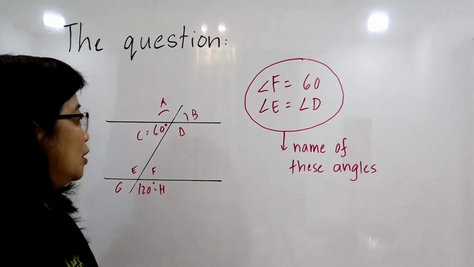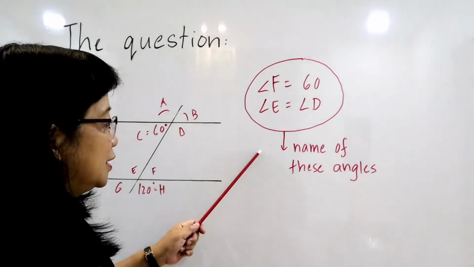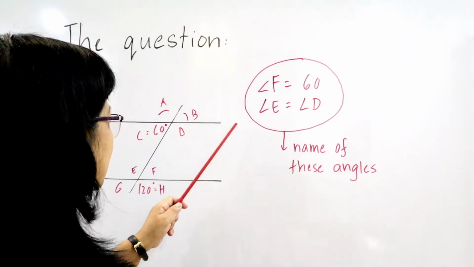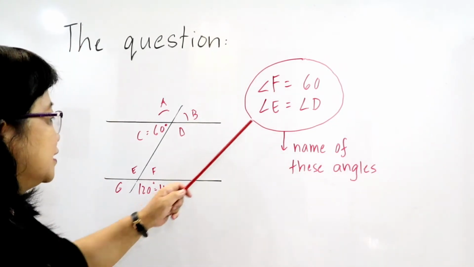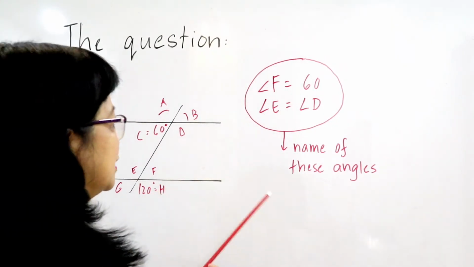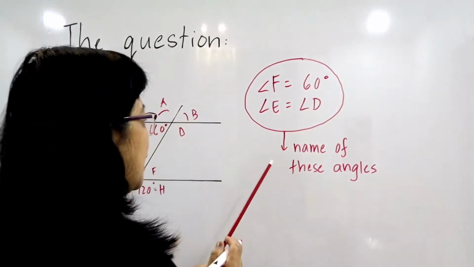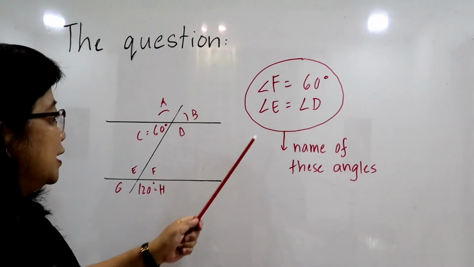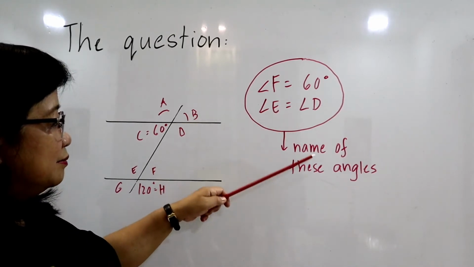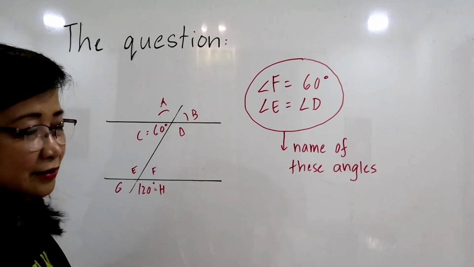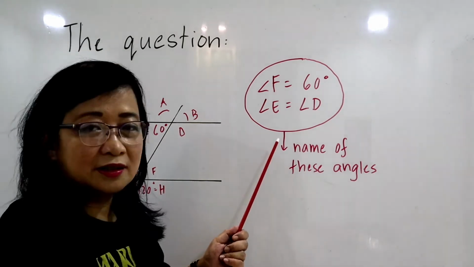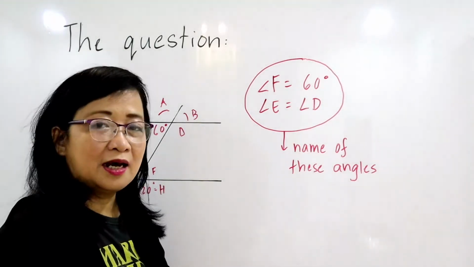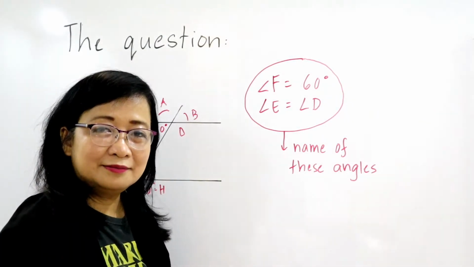Now, our question is the name of these angles. Angle F is equal to 60 degrees, and angle E is equal to angle D. What is the name of these angles? The question is the name of these angles. Good luck.